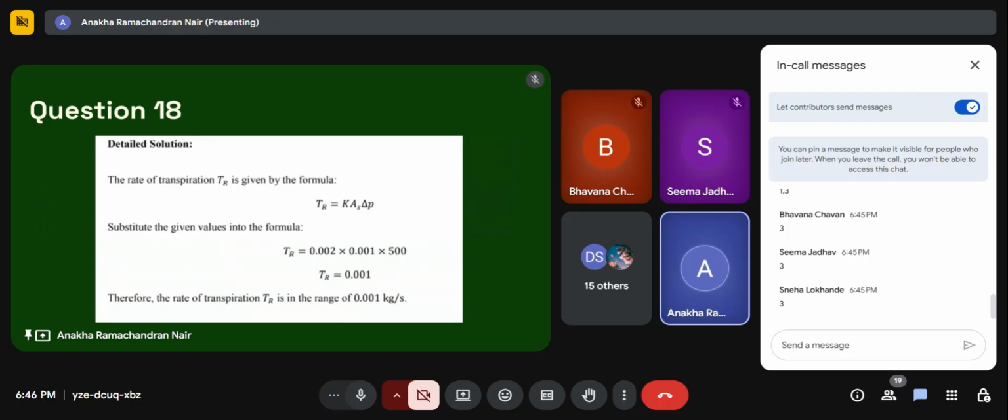Does anyone have a question regarding this? Any doubts regarding question number 18?